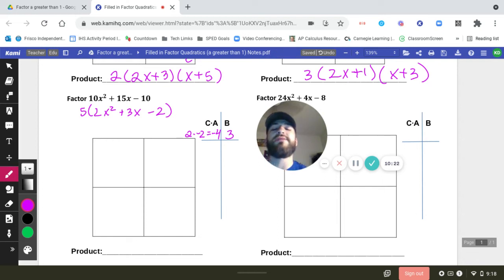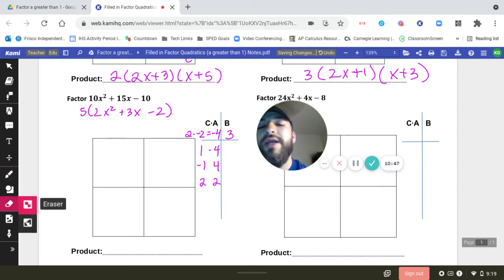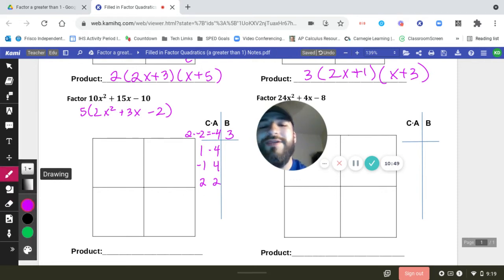So remember, when our C value is negative, okay, then I need to list both the positive and negative root. So I'm going to double up on all of my roots. So negative 4, of course, can be 1 and negative 4, but it also can be negative 1 and 4. And then 2 and negative 2, which I don't need to list as negative 2 and 2 because that's the same thing. So luckily, if it's the same factor, I don't have to list it twice, right?